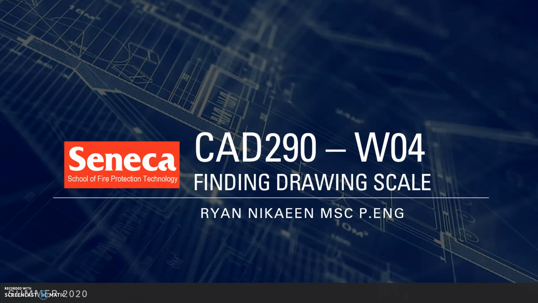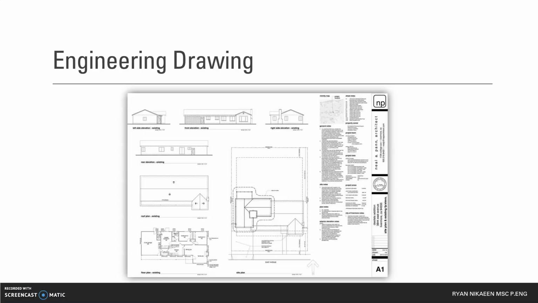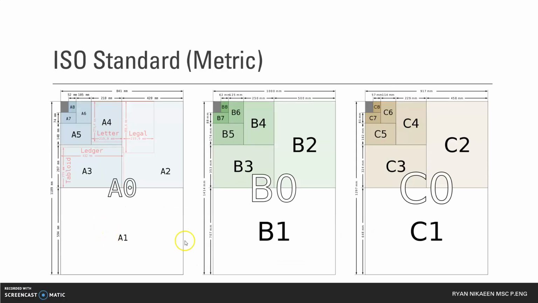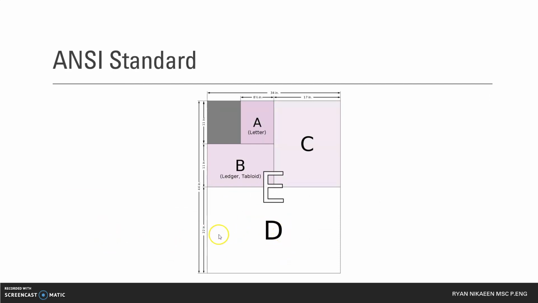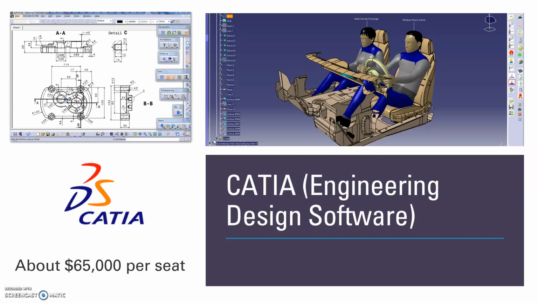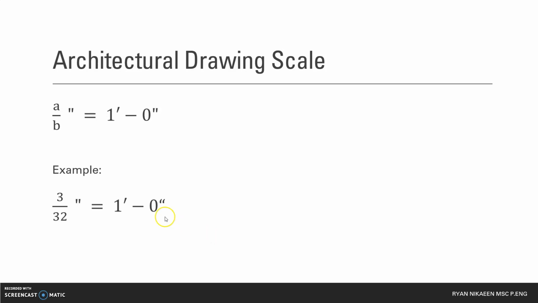This is video number 4 and we're talking about finding scale of a drawing for a view. Let's say we want to put a view on a drawing sheet and that sheet size is, for example, D size, which is 22 by 34. We want to put the view here and we want to know what's going to be the scale for that view. Or to be more precise, we want to know the architectural scale for that drawing. And we know that architectural scales are a fractional number equal to 1 foot 0 inches. We want to find that fractional number.